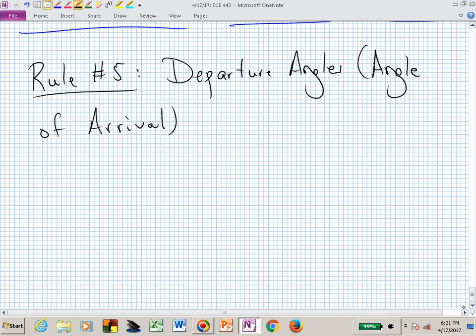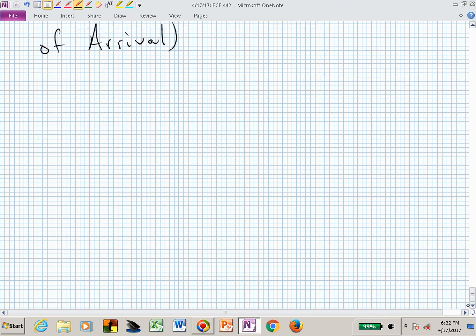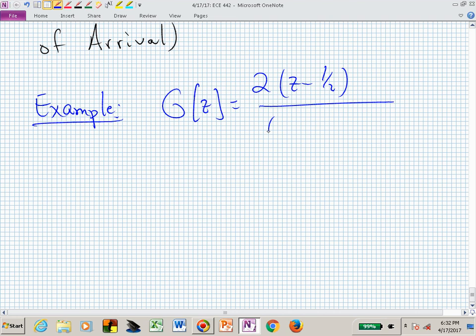Do we always have departure angles and arrival angles? No, we might only have arrival angles. We may only have departure angles. It depends on how many complex poles and zeros you have. Let's look at an example. Suppose that we now have a numerical example in the following form. Suppose g of z is now 2 times (z minus 1/2) over ((z minus 1) squared plus 1/2 squared).